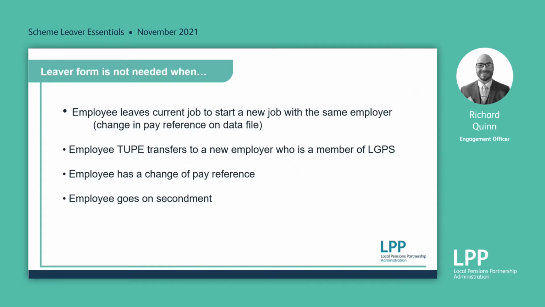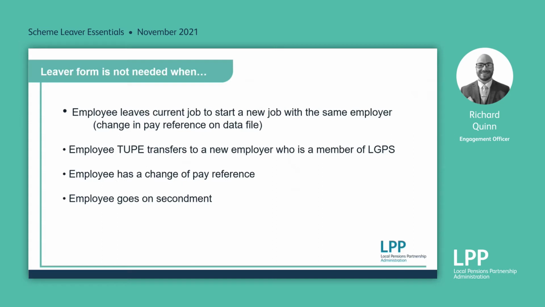If the employee leaves a current role and undertakes another role with the same employer and is continuing in the scheme, this can be advised to us on the monthly submission file by filling in the appropriate columns with the key information. Our data management team will then be able to amend and update the member's pension record to reflect these changes. This would mean a leaver form is not required for this instance.